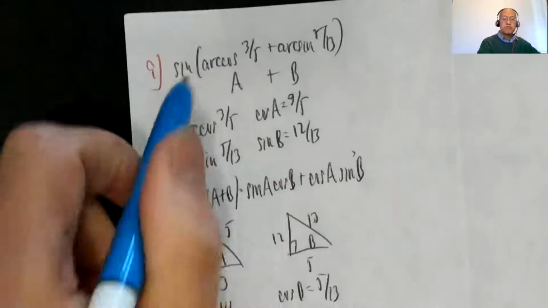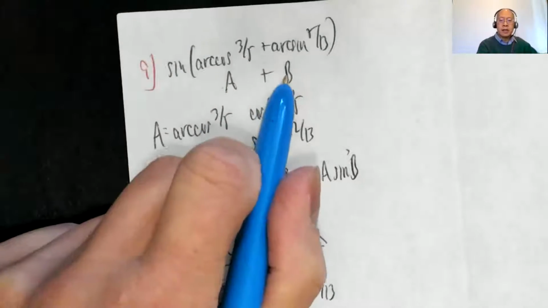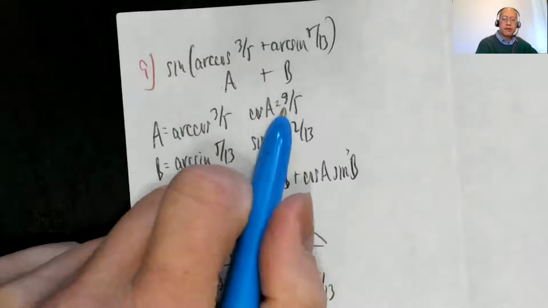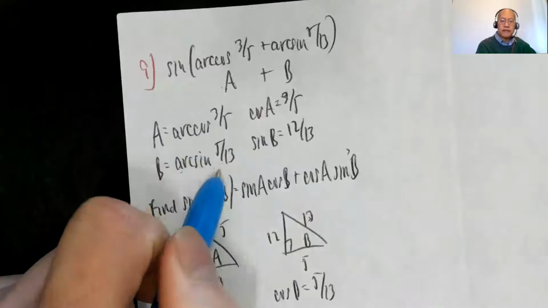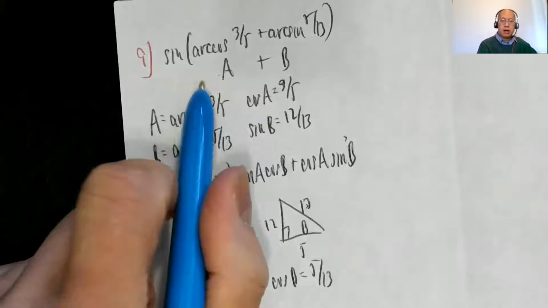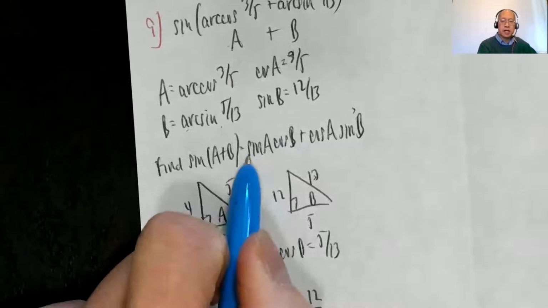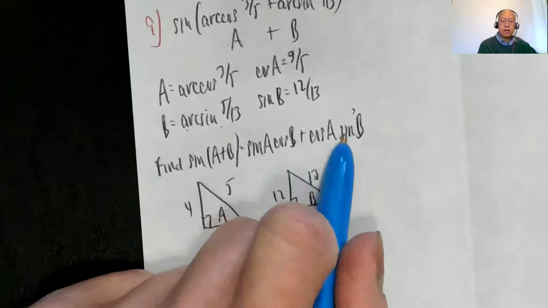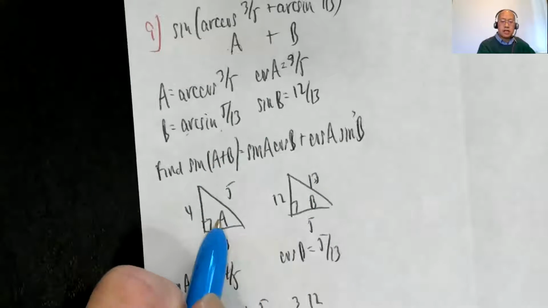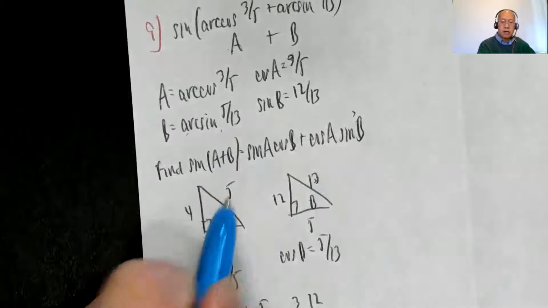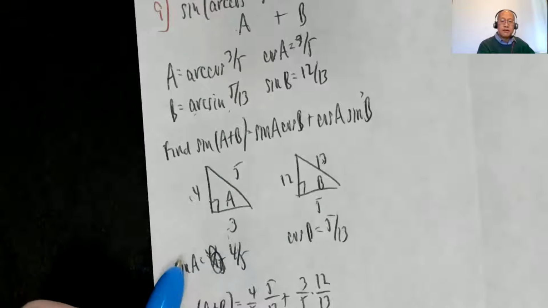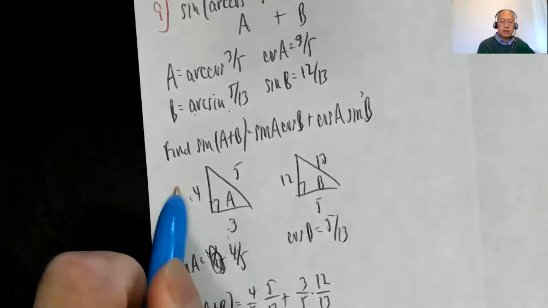Number 9, call that A, call that B. So A is arc cosine 3/5, which means cosine of A is 3/5. B is arc sine of 5/13, which means sine of B is 5/13. Ultimately, I'm trying to find sine of A plus B, which is sine A cosine B plus cosine A sine B. Draw myself a triangle. Cosine of A is 3/5. That's adjacent over hypotenuse. I know that that's going to give me a 3, 4, 5 triangle. So 3, 4, 5. That means the sine of A is 4/5, opposite over hypotenuse.